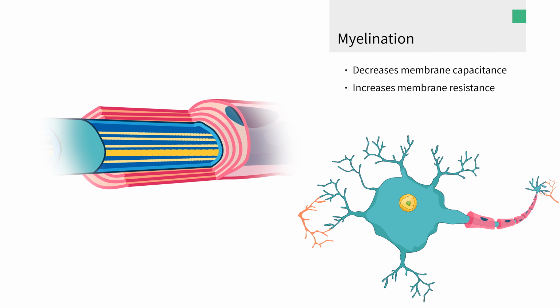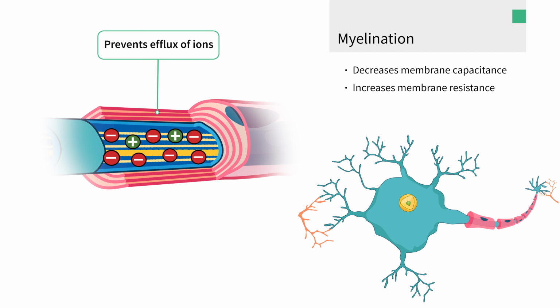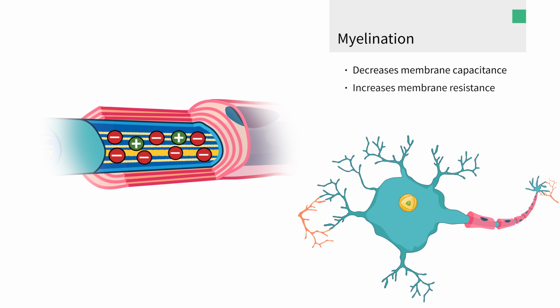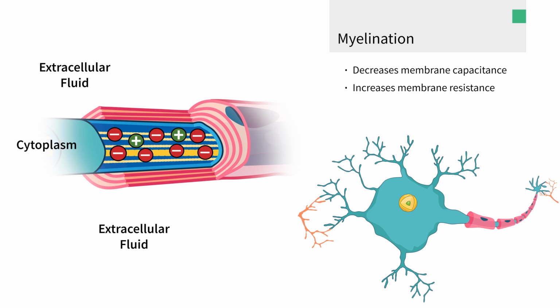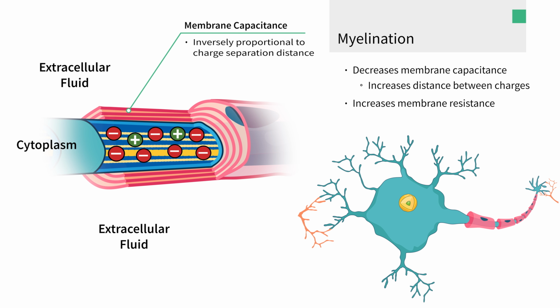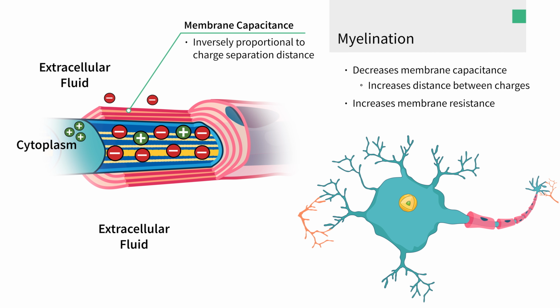Myelinating a portion of the axon largely prevents the efflux, or outflow, of ions in that region. Since membrane resistance reflects how easily ions are lost, myelination dramatically increases membrane resistance. Myelin layers tend to be fairly thick, introducing a large separation between the cytoplasm and the extracellular fluid. This significantly decreases capacitance, since capacitance is inversely proportional to the distance of charge separation. As a result of these two properties, along any myelinated segment, conduction is extremely rapid.